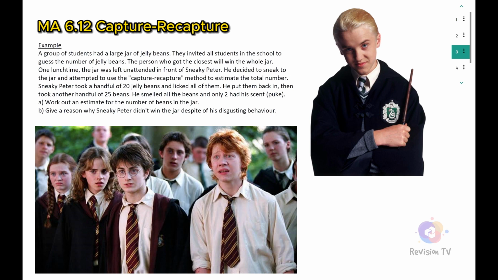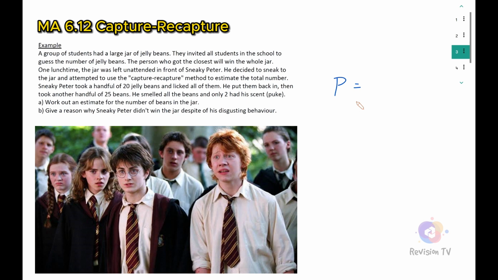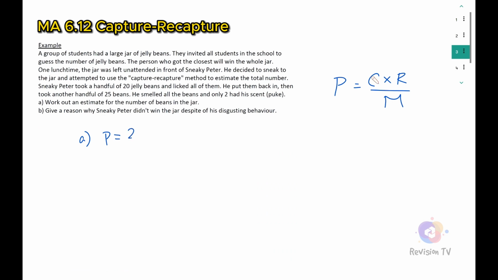So once you know it's a capture-recapture question, it's all about this formula, P equals C times R divided by M. C is the initial amount that we capture, so C means capture. He captured 20, so for question A, P equals C is 20, and then recaptured 25, divided by marked. There are 2 of them marked by his scent. Ew.